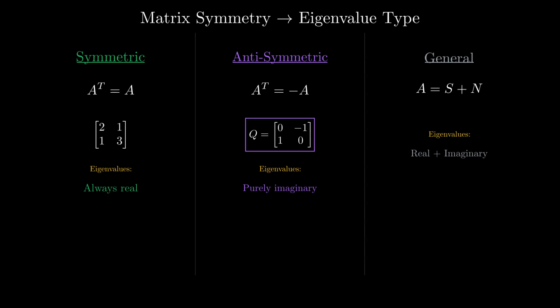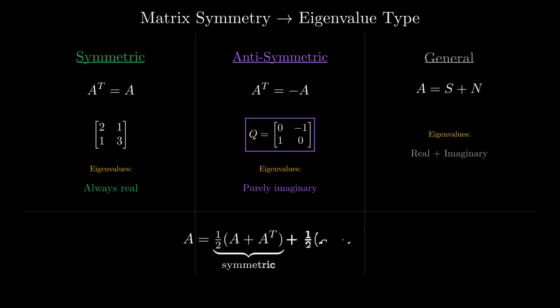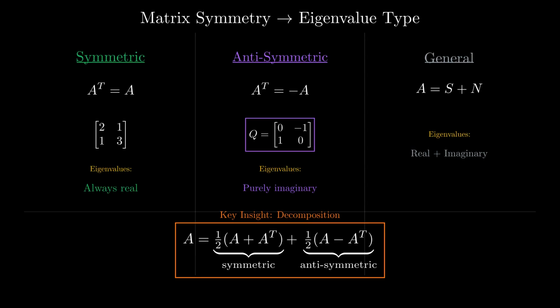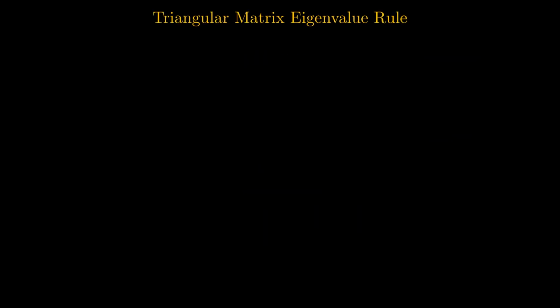Here's the deep insight. Any matrix A can be decomposed as 1/2 times (A plus A transpose) plus 1/2 times (A minus A transpose). That's a symmetric piece plus an anti-symmetric piece. The symmetric piece drives the real components of the eigenvalues, while the anti-symmetric piece drives the imaginary components. Complex eigenvalues are one surprise.